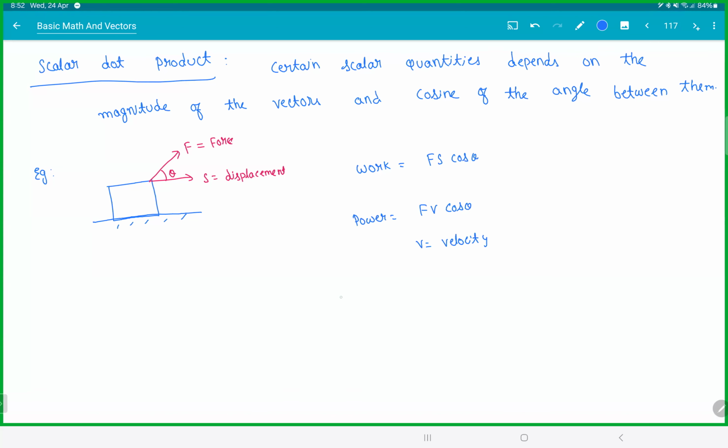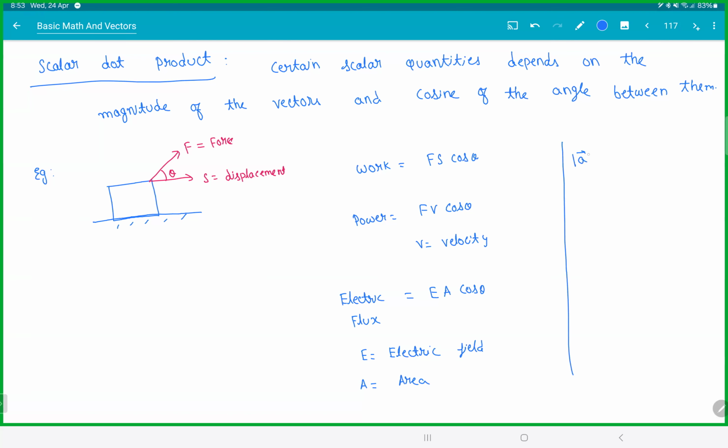Later on, we will see in 12th standard electric flux, which is electric field E into A into cos theta. So if you see, these terms keep coming up everywhere. E into A cos theta, these terms keep popping up. So people said, yeah, these quantities are quite common. We should do something about them.